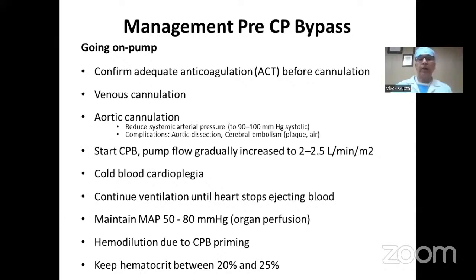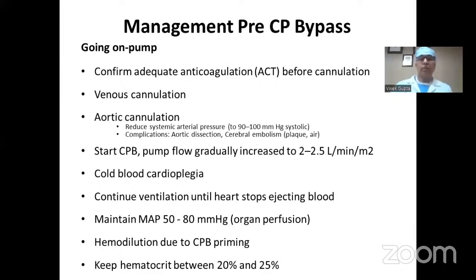Once adequate heparinization has taken place, CPB can be started and the pump flow can be gradually increased to 2 to 2.5 liter per minute per meter square. Once the surgeon is ready and has done the cross clamp, they can administer the cardioplegia to stop the heart completely, and we can stop ventilation once the full flow has been achieved from the perfusionist side.